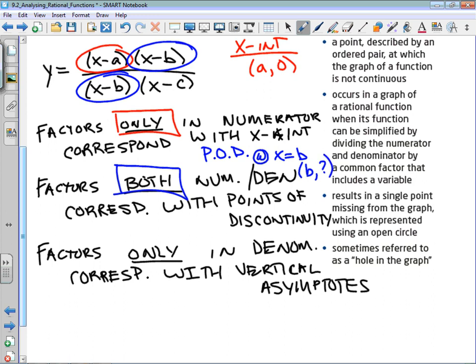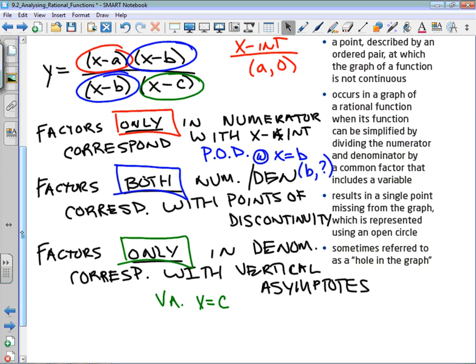And then the last factor would be this x minus c, which is only in the denominator. So we would have a vertical asymptote at x equals c. That's the general concept that we're going to talk about today. Looking at that and just looking at that is difficult. And I think it's better to have that kind of graphical approach to this as well.